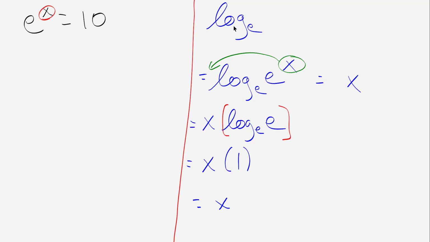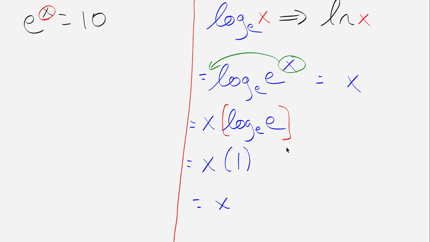One other important idea: log to the base e is often written as ln, ln coming from the Latin for natural log. All right, so if you see ln, that means log to the base e. So if you see log to the base e of x, that's the same thing as the ln of x.